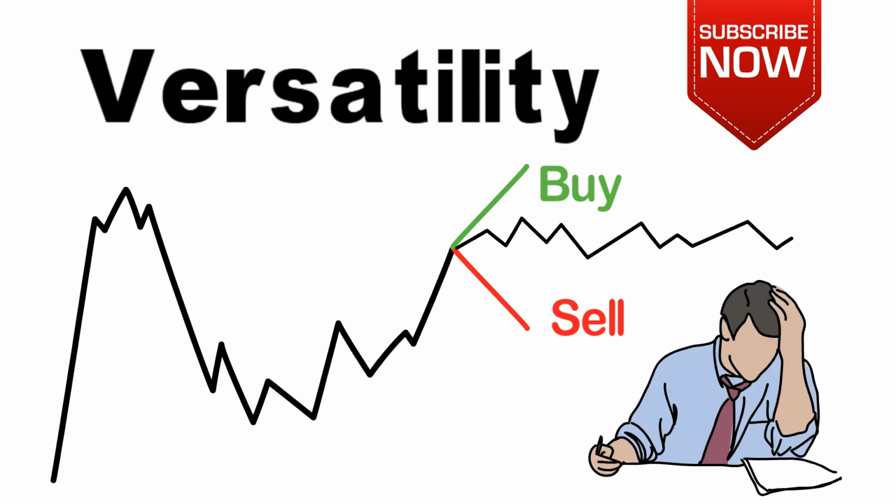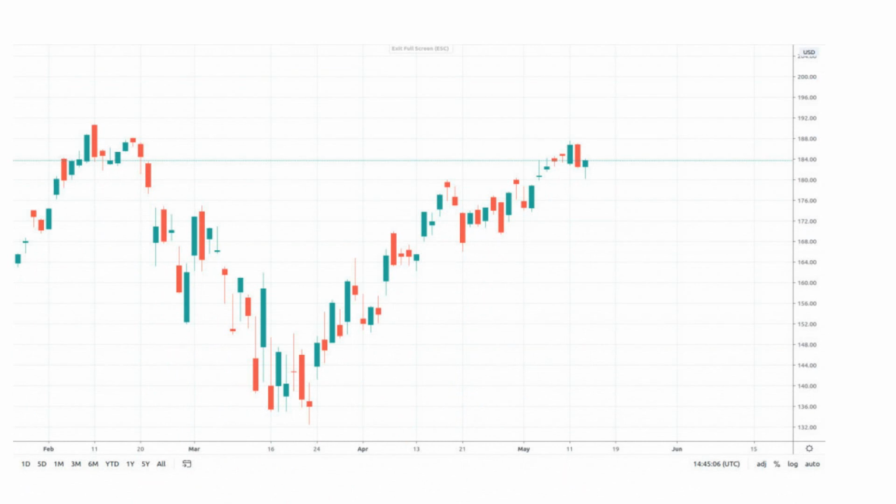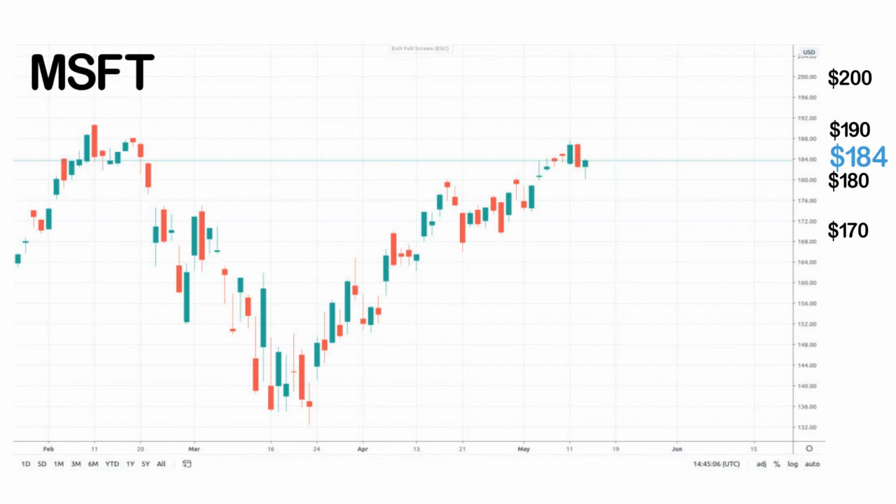With options, the options are literally endless. You can build a perfect position for every market scenario imaginable. Let me show you a specific example to prove this point. For this, let's take a look at Microsoft's recent price chart. As you can see, at the time of making this, Microsoft was trading at around $184.